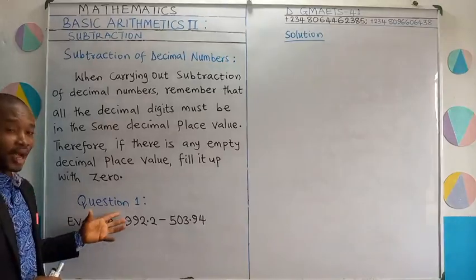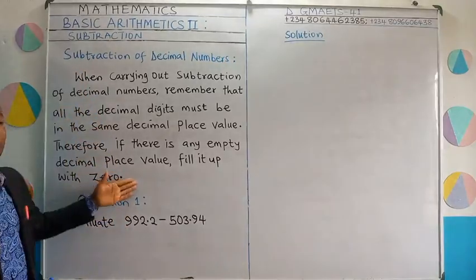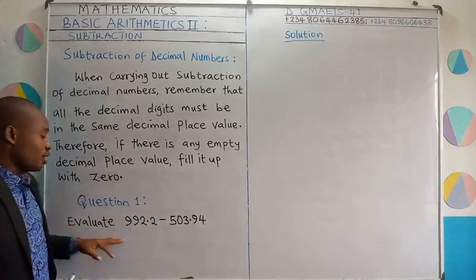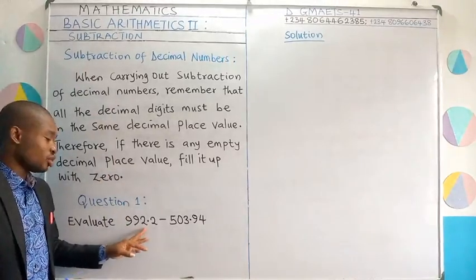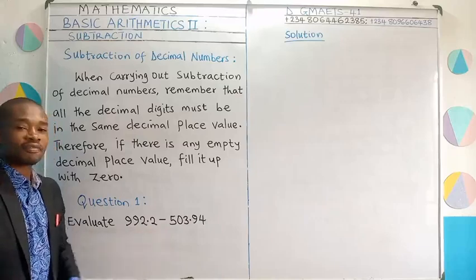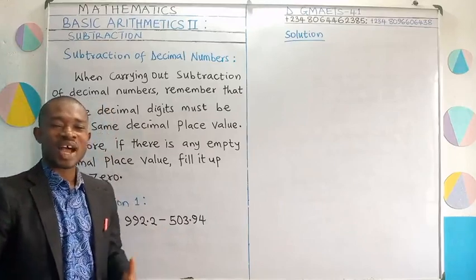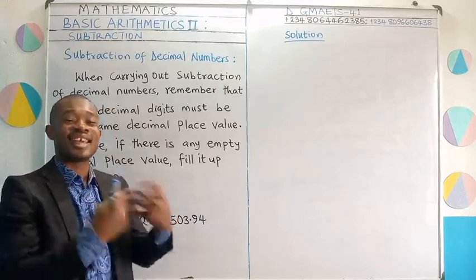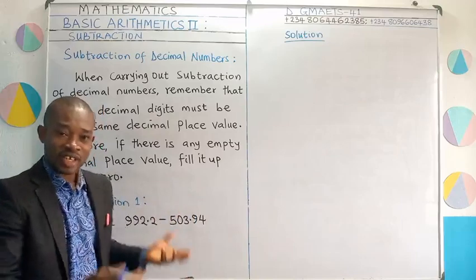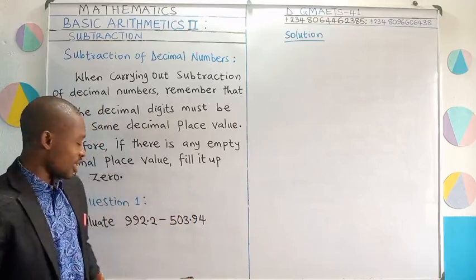We are going to see how we handle this question. Number 1, okay? Here you have the secrets, what you're expected to do. Evaluate 992.2 minus 503.9. How do we solve this question? You are asked to evaluate. It's still the same as get, find, solve. Are you getting this? And get your answer. Let's see.